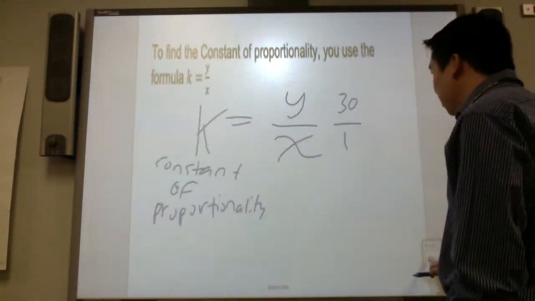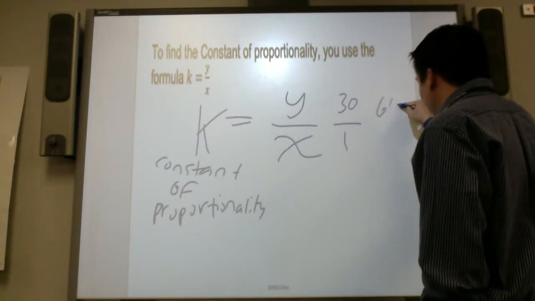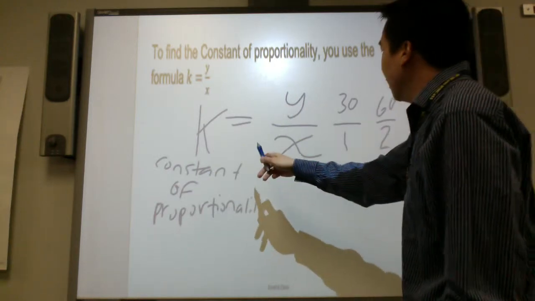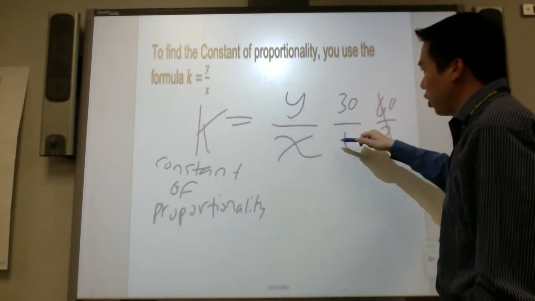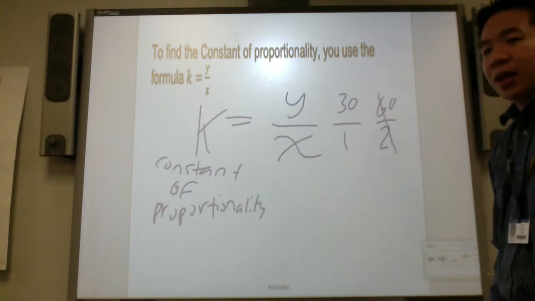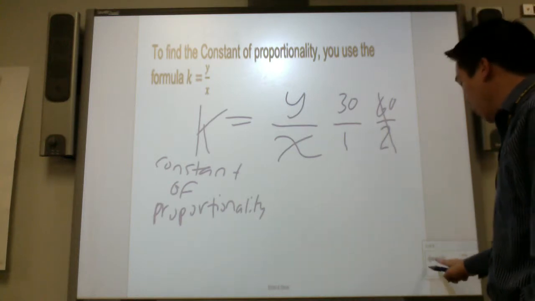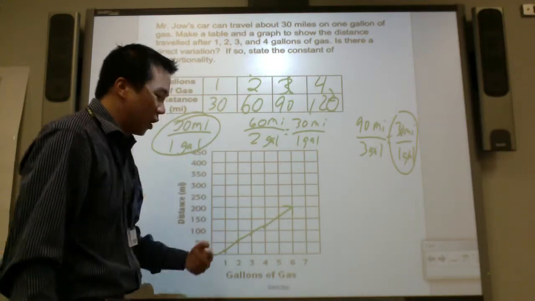If you look at the next example, we go back to the example, 60 miles, 2. If you broke this down, it breaks down to 30, simplify it, it goes to 30 over 1. So the constant of proportionality for that table, that problem, that graph is 30 over 1. Or another way to say it is 30 miles. It goes up 30 miles for every gallon of gasoline.